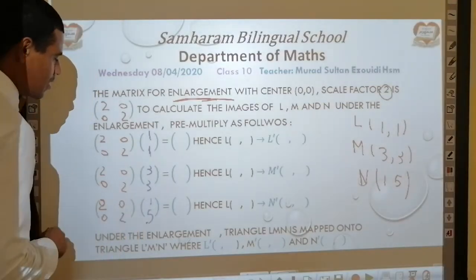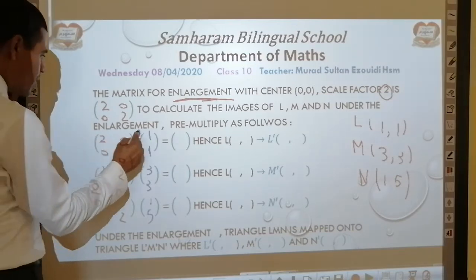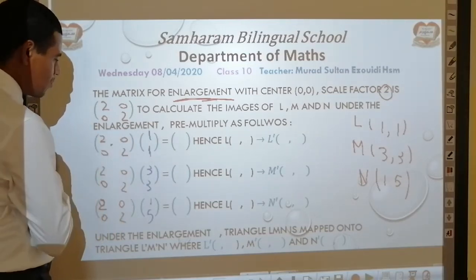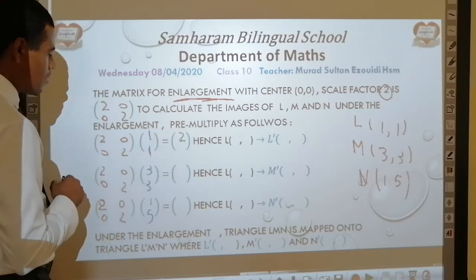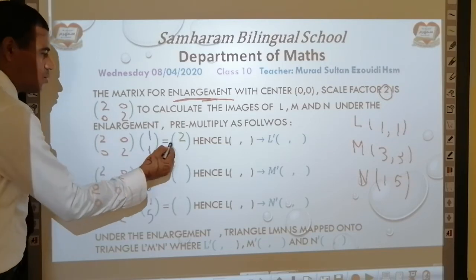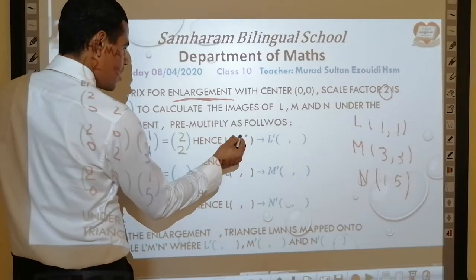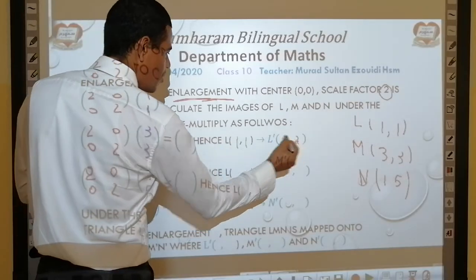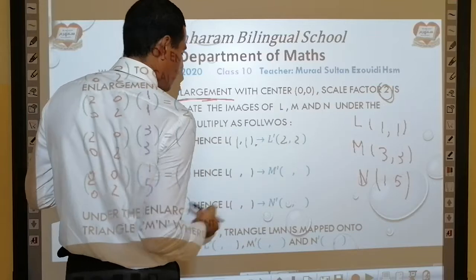Now I will calculate it. Look, this one multiplied by that. 2 by 1, 2, plus 0 by 1, 0. 2 plus 0 is 2. Good boy. 0 multiplied by 1 is 0, 2 by 1 is 2, 0 plus 2 is 2. So for this one, our coordinates are 1, 1. It will be 2, 2. Why? Because you multiply 1 by 2, 1 by 2, gives 2.